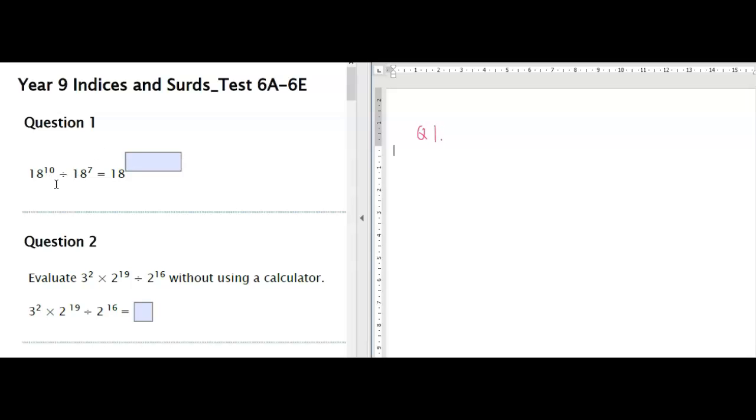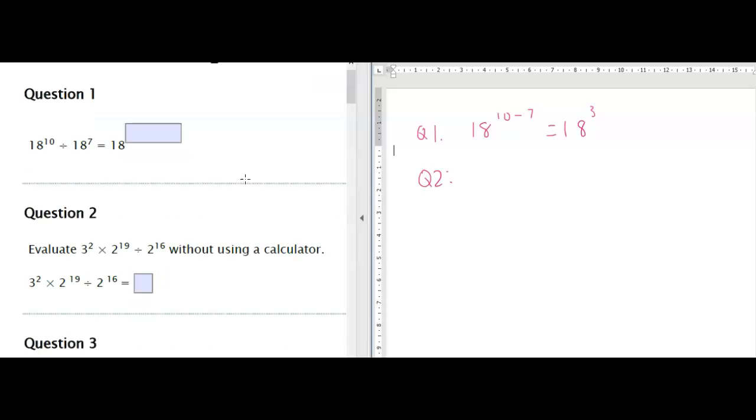So question one, what we've got is a division. So when we divide, we subtract our powers. So it's 18 to the power of 10, our 18 being our base. So we subtract our powers. 10 minus 7 gives you 18 to the power of 3. Question two. Just don't want to work too quickly and miss anything.